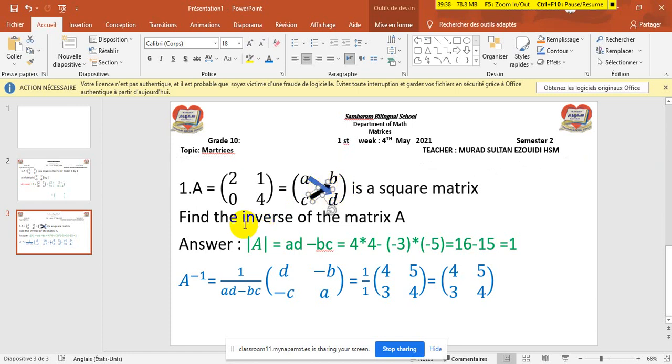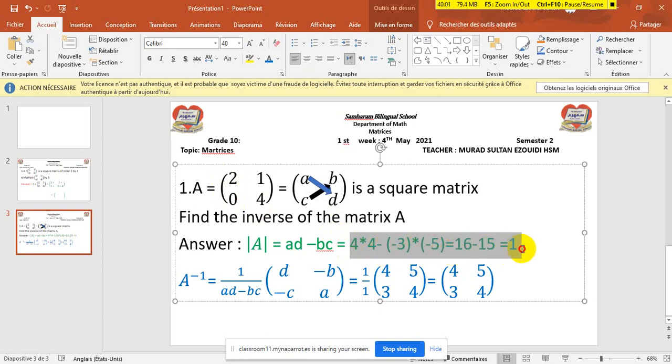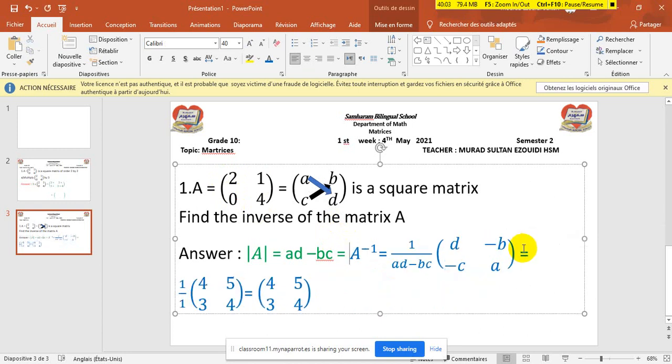So the question is, find the inverse of this matrix. My daughters, you will multiply 2 by 4. It will be 8 minus 0. Minus 0 multiplied by 1 is 0, so 2 by 4 is 8, minus 0 is 8, so the determinant should be equal to 8. But I will erase this. You should find this. Clear?